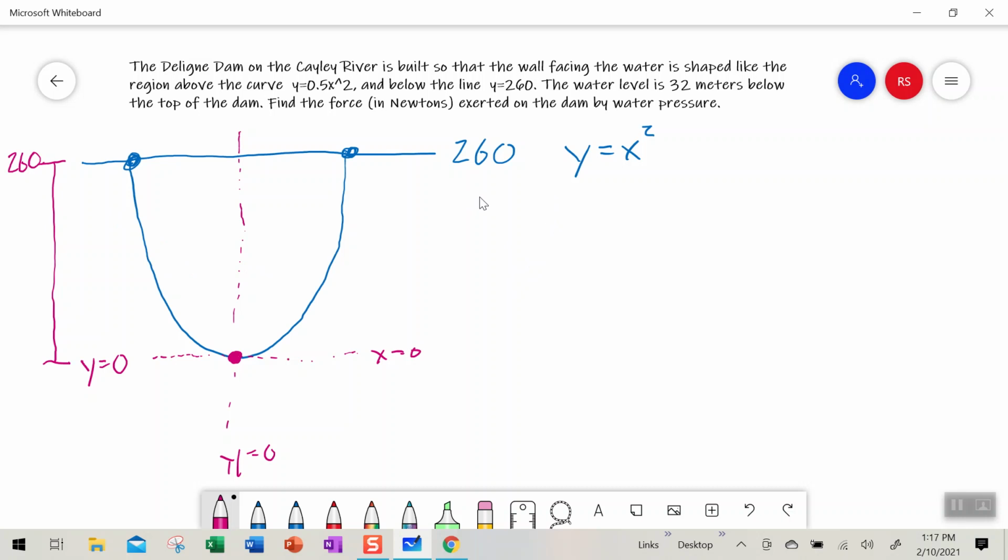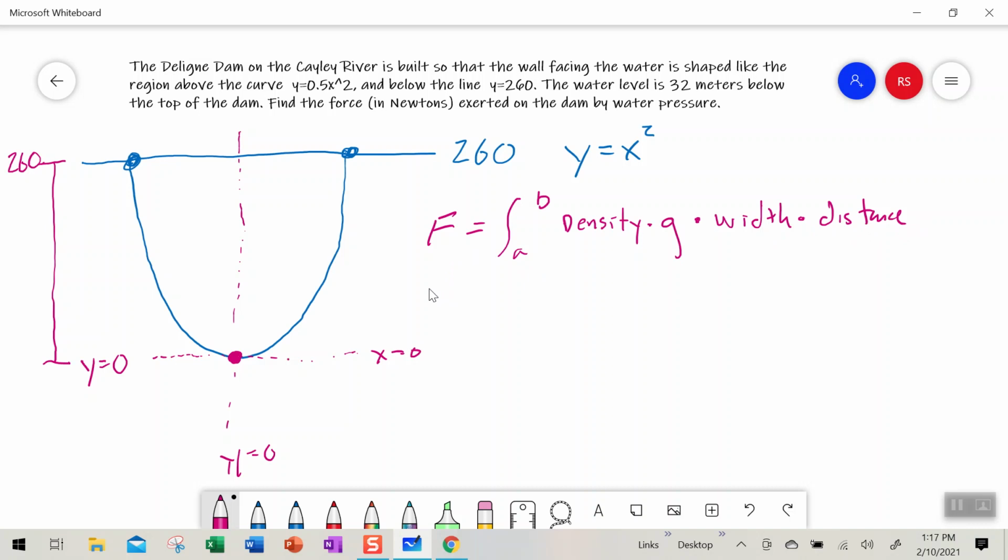Let's take a look at what we need to do to solve this problem. So our basic force integral is the integral from a to b of density times acceleration due to gravity, which is g, times the width and times distance or depth. The distance is also the depth.